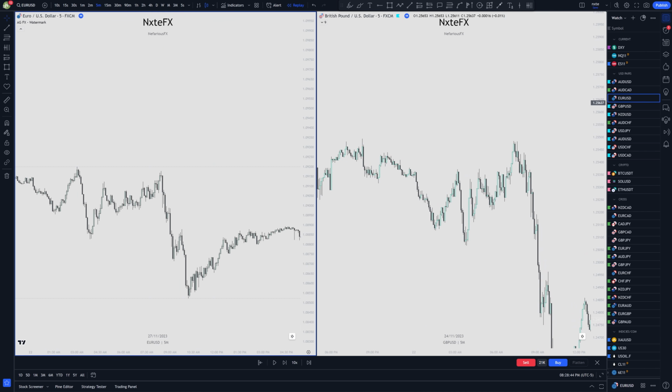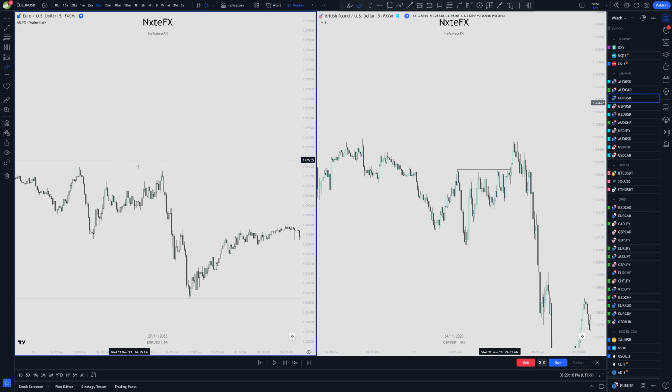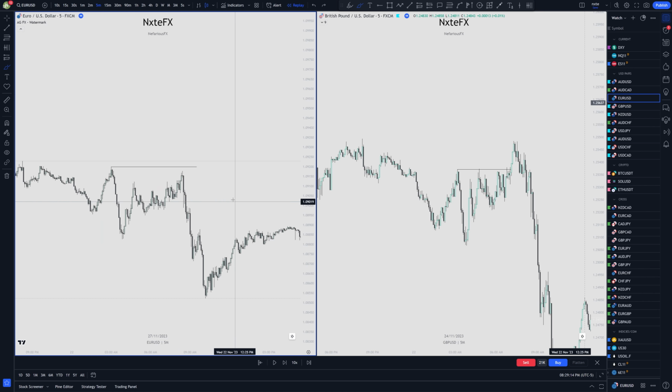Here we have on Euro to my left, this high right here that never gets swept. Never gets ran through. The same high, same time, on GU does get swept. So while you're waiting for this high to get swept on Euro, price never gives you that sweep. And then you change your bias.